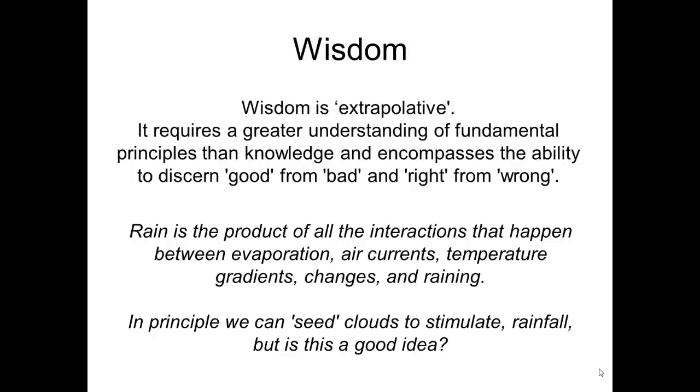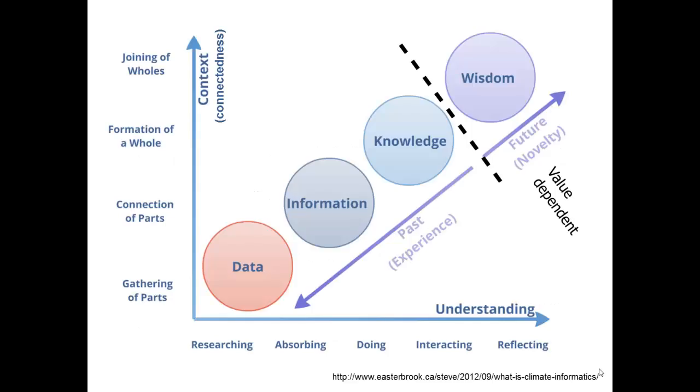I understand how the climate operates. I know roughly how it works. In principle, we can seed clouds to create rainfall, which may be highly beneficial in areas of drought, for example. But is that a good idea? It may be beneficial in some ways, but there may be disadvantages in others. So wisdom puts value judgments on top of that.